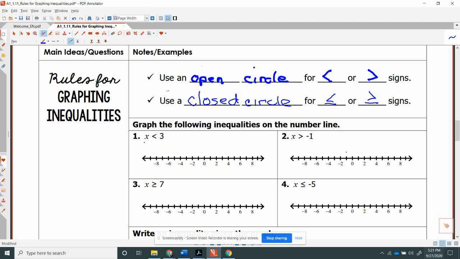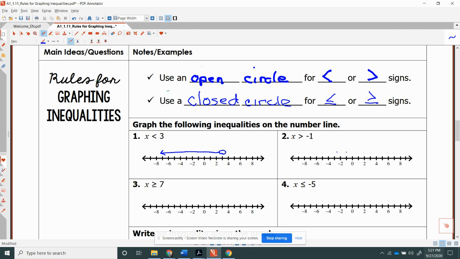So in our first inequality, we have x is less than 3. Carefully locate 3 on the number line, and I'm going to make a little open circle above the 3, and then I'm going to draw a line toward negative infinity, put an arrow on it, and that is how we graph x is less than 3.